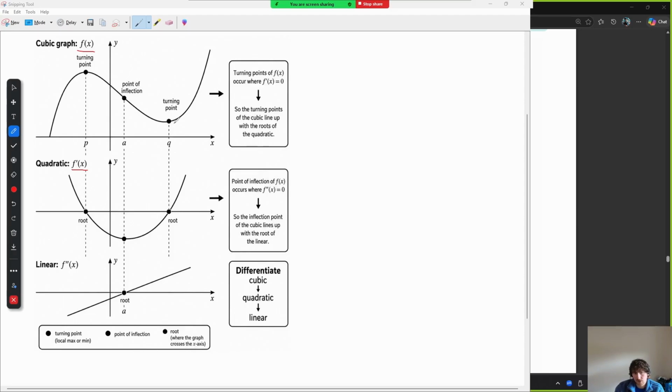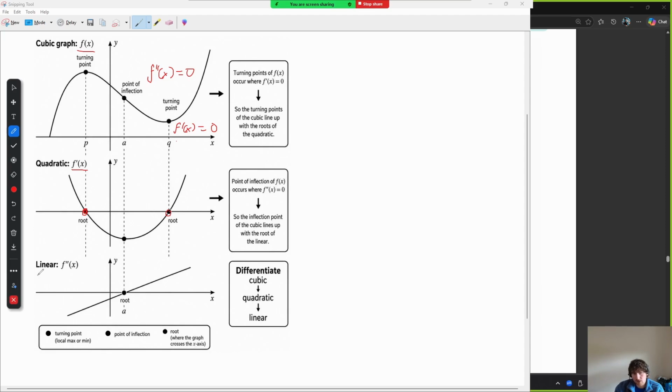Now the turning points happen, how do we find turning points? We get turning points by going f'(x) equal to 0. You should know that. And we get the point of inflection by going f''(x) equal to 0. That's the process of getting them, right? So when we compare their graphs, look at what happens. The graph of the cubic's derivative f'(x), the roots of it will perfectly line up with where the turning points were. And the turning point of the quadratic will line up with the point of inflection.